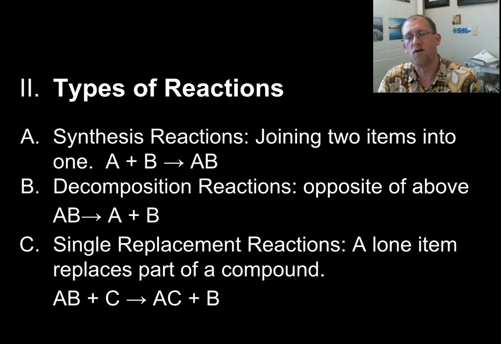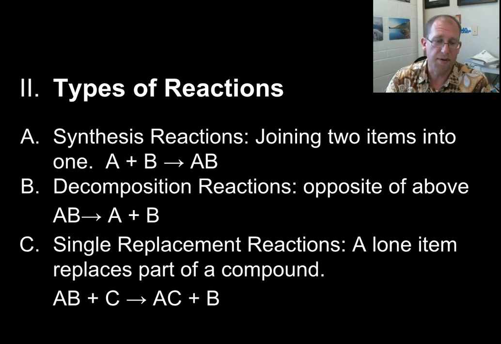The third one is a single replacement reaction. You have a lone item and a pair, and then the lone item replaces part of the pair, and then at the end you have a pair and a lone item, but it's a different lone item. So AB used to be something and something else, and then along comes C, and C replaces B, so now A is with C and B is by itself.